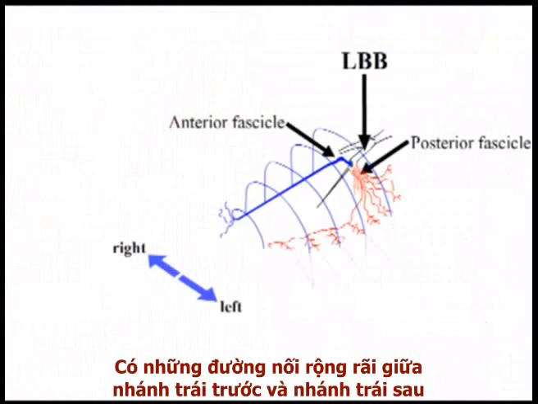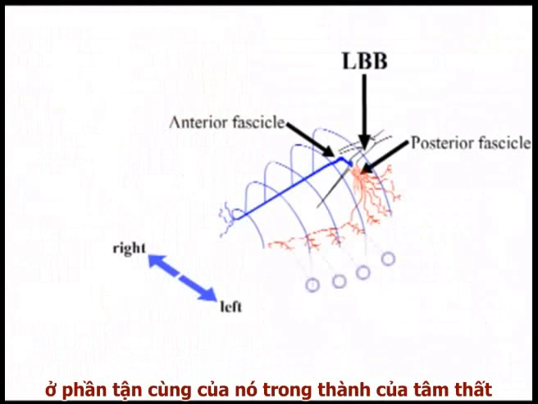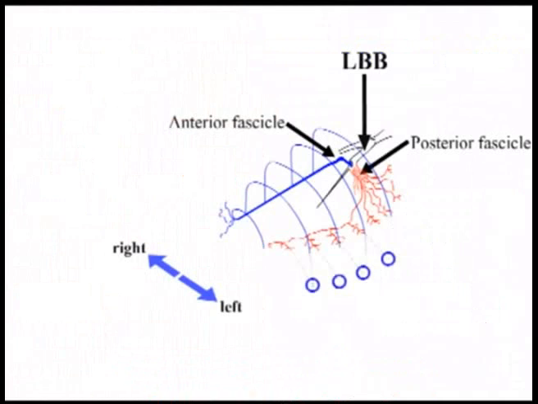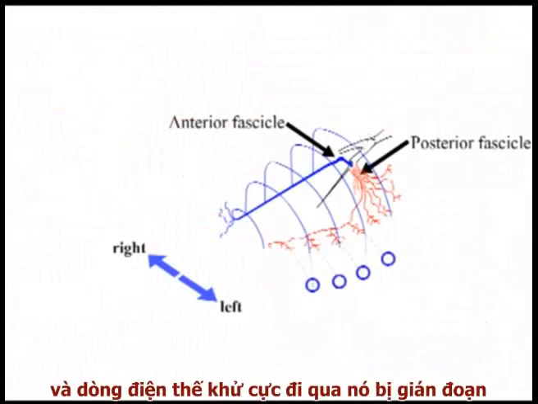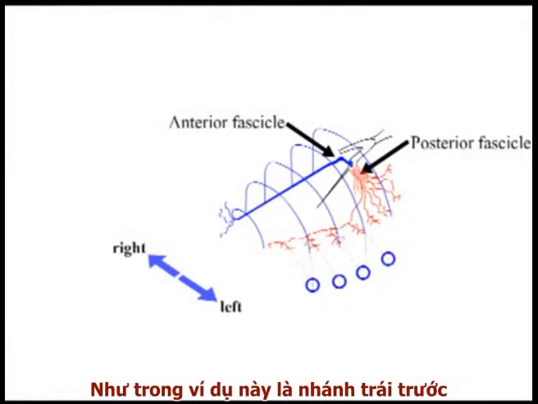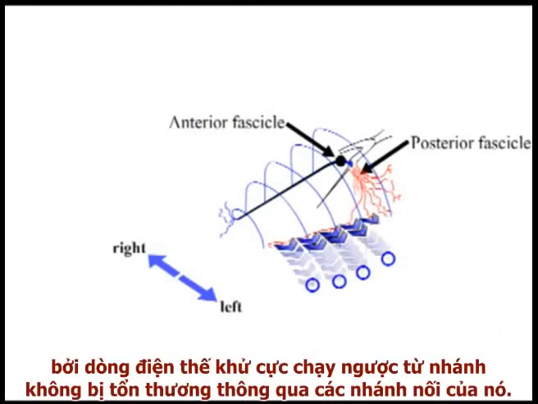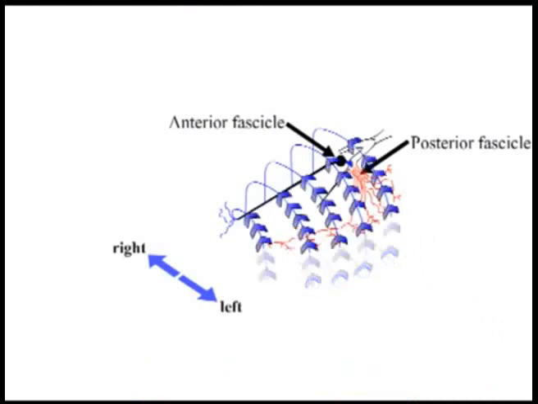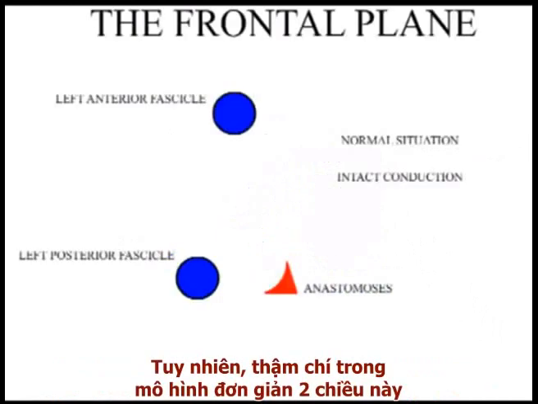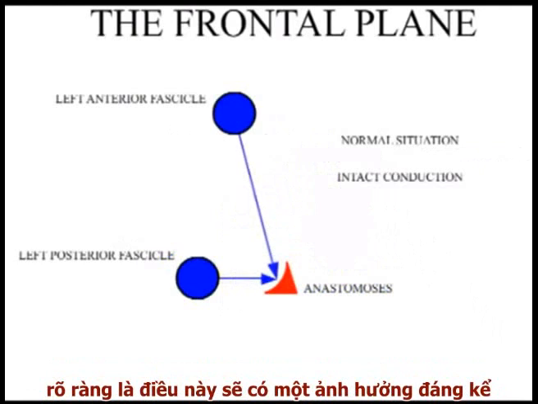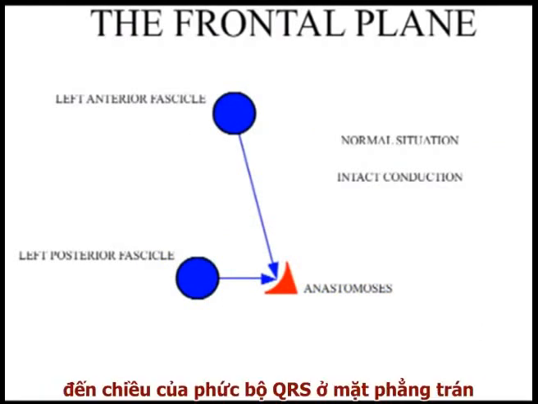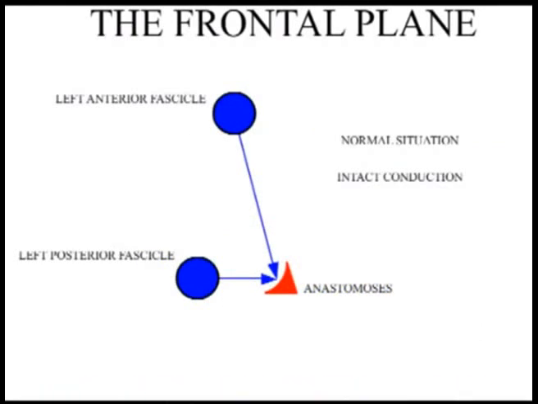There are extensive anastomoses between the anterior and posterior systems at their termination in the wall of the left ventricle. If one of these major branches is damaged and flow through it blocked, in the example shown here, the left anterior fascicle, the ventricle can be depolarized by retrograde flow of depolarization from the intact branch via these anastomoses. However, even in this simple 2D graphic, it is clear that this will have a dramatic effect on the direction of the frontal QRS vector.